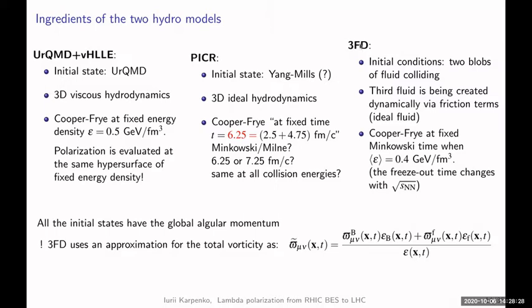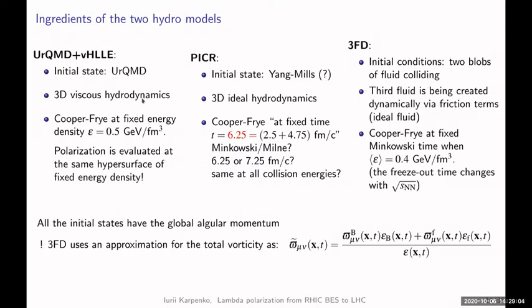In case of three-fluid hydro, that's actually quite a bit different picture. The initial state consists of two blobs of fluid. It's kind of thermalized from T equals 0, and those two blobs of fluid collide. Because of the friction, a third fluid is created, which is baryon-free fluid, and it basically describes the production of mesons in the reaction. All of the fluids are ideal in this model.